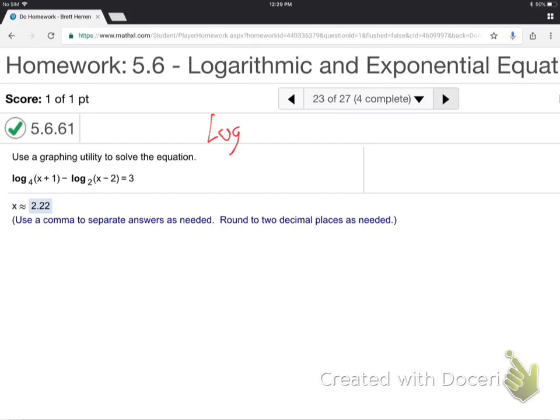So we have log 4 (x + 1) minus log 2 (x - 2) is 3. All right, try that one.